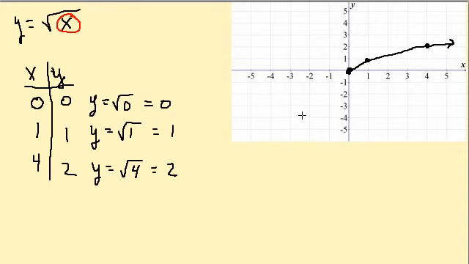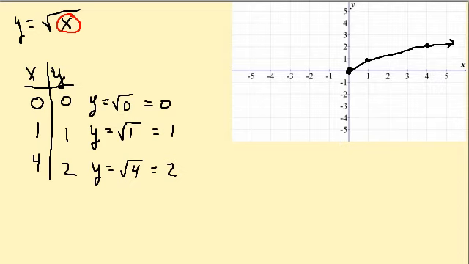Now it doesn't come back down this way, okay, because we can't choose anything that makes underneath the radical negative. So the graph is just from what makes underneath the radical 0 in a positive direction. Okay.